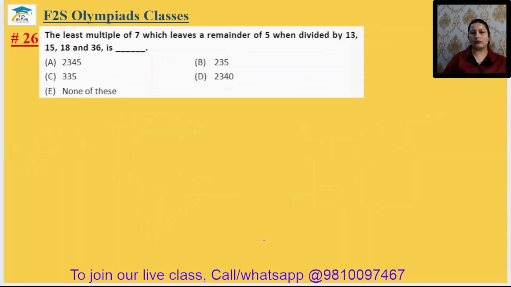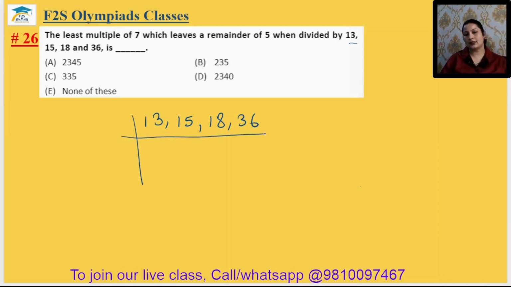Come to question number 26. The least multiple of 7 which leaves a remainder of 5 when divided by 13, 15, 18 and 36. Okay, so first we will find the number which can be divisible by this set of numbers. So that will be the LCM. So 13, 15, 18 and 36.